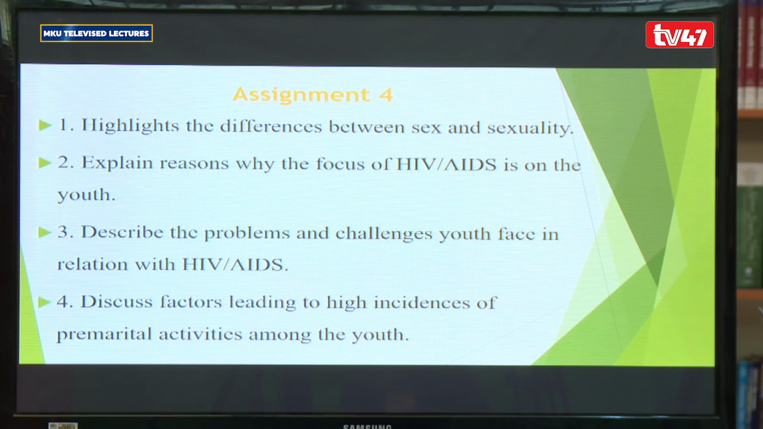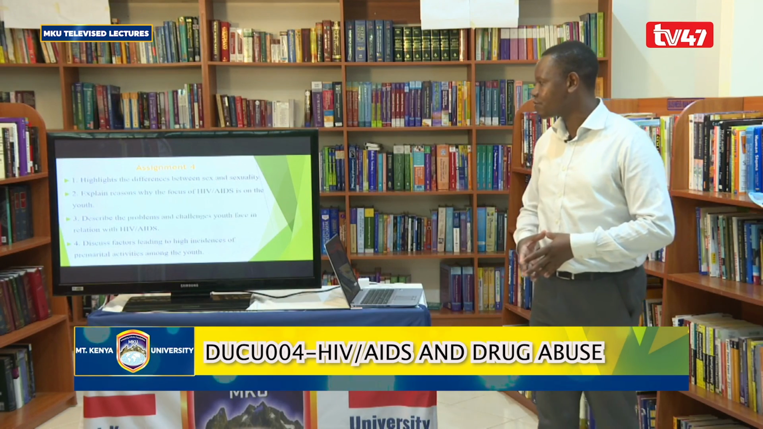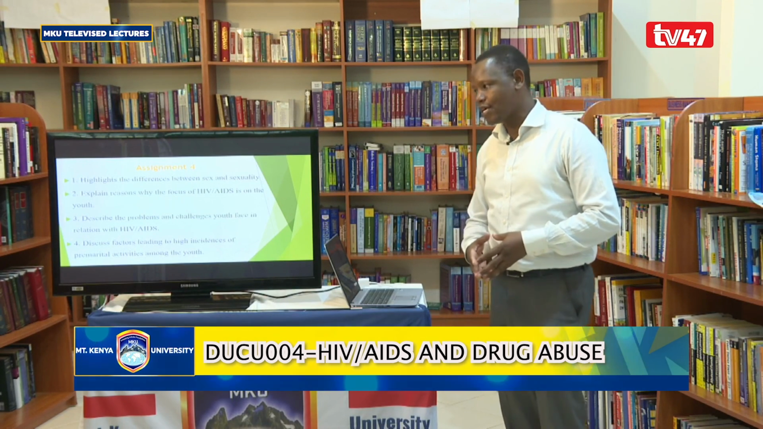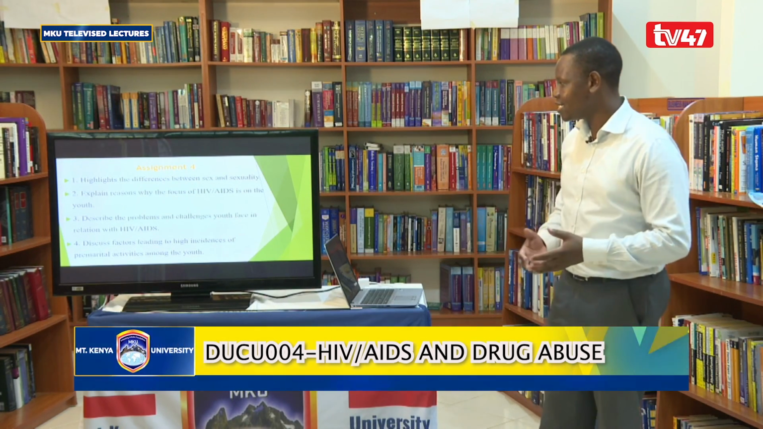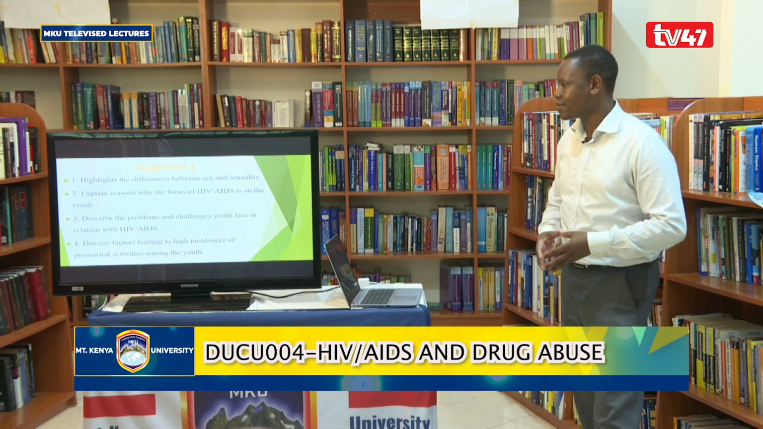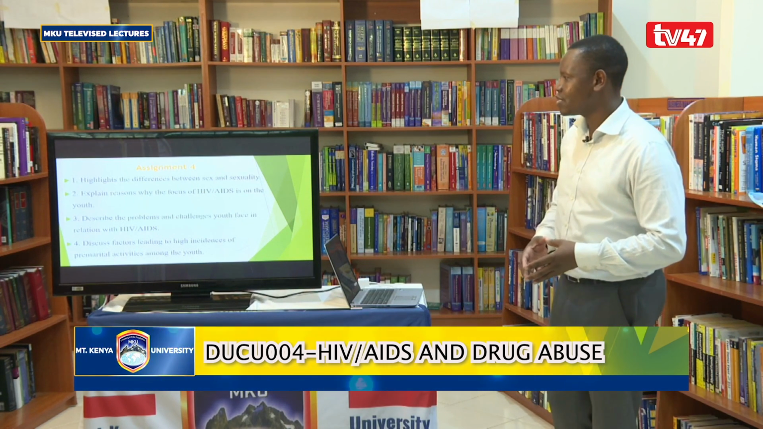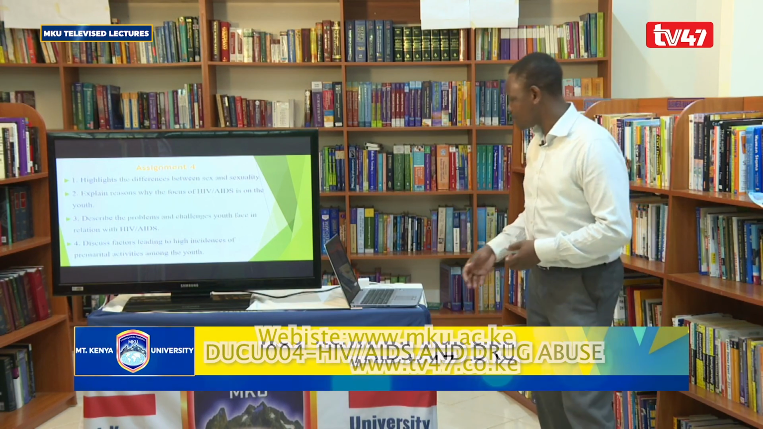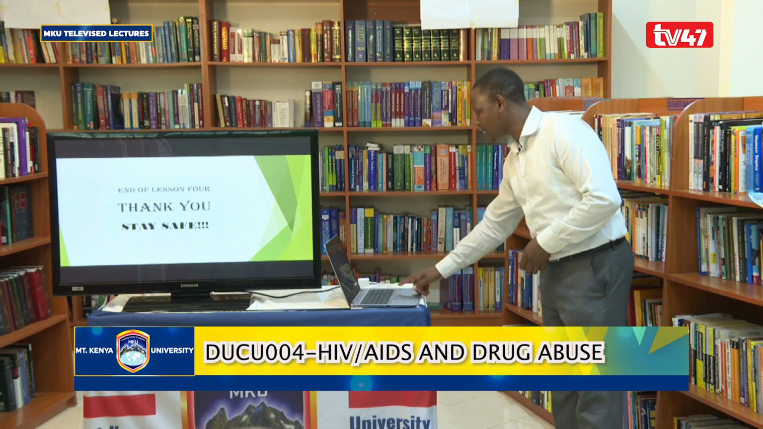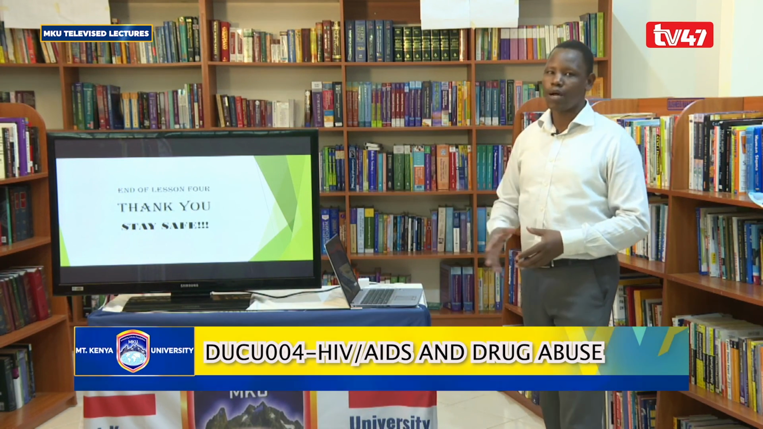This is assignment number 4, whereby you are required to highlight the differences between sex and sexuality, explain the reason why the focus on HIV is on the youth, and describe the problems and challenges youth face in relation to HIV and AIDS. Discuss factors leading to high incidence of premarital activity among the youths. All this you try to attempt from the lessons. If you take note of the lessons, you'll be able to answer all those questions.